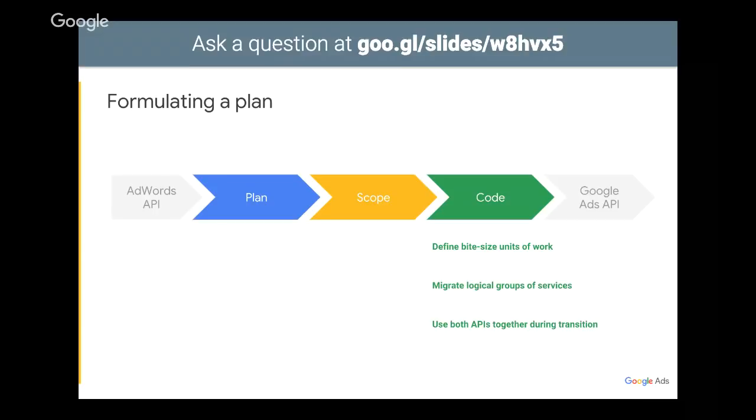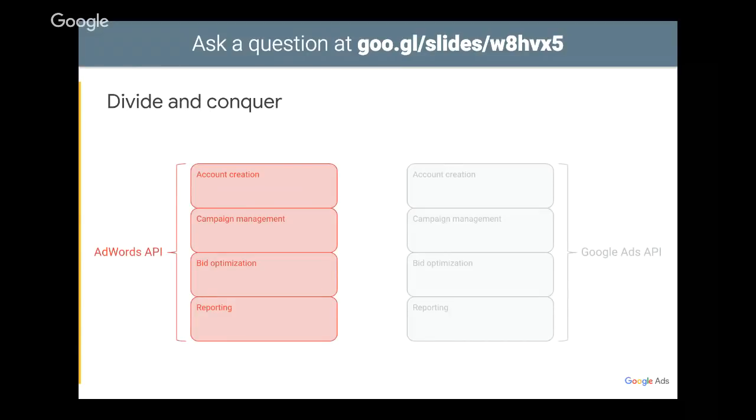And you can do that while still leaving other sections of your code running on the AdWords API and not migrated. Things will work as they should, because both APIs can be used together during this transition. And that's how we expect people to plan this migration and move from one API to the other.